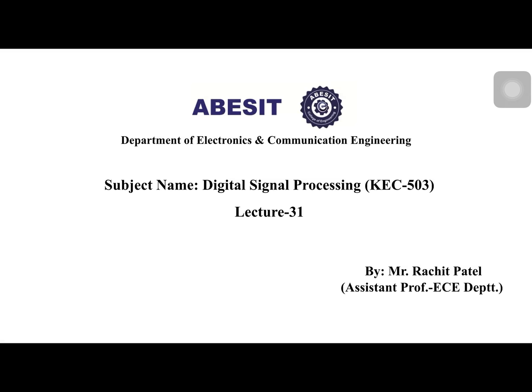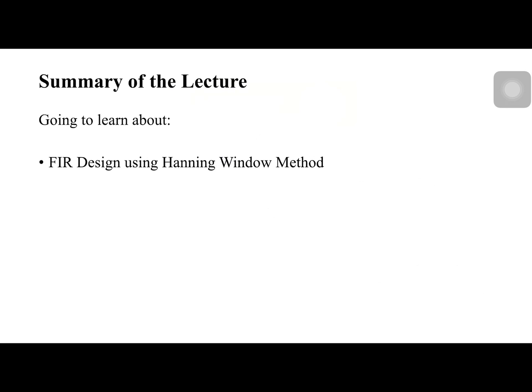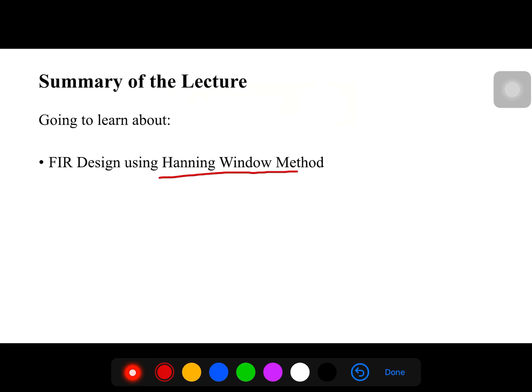This is lecture 31 based on the third unit for the subject Digital Signal Processing. In this lecture we are going to discuss FIR design using the Hanning window method. In the previous lecture we discussed some numerical problems based on FIR design using the rectangular window. There is another method, that is the Hanning window method.